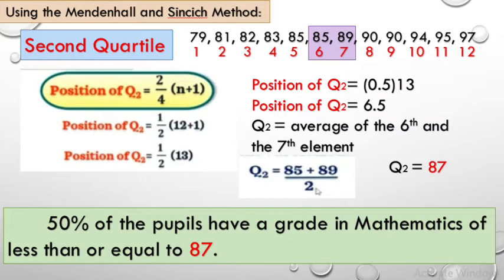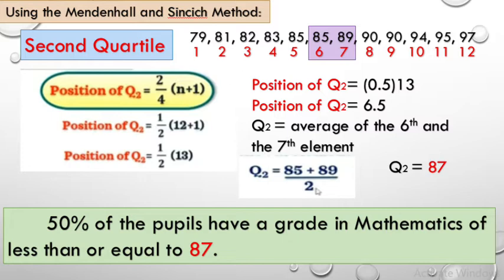Kaya 12 po ang ating n. So 12 plus 1 is equal to 13. Ang 1/2 ay gagawin nating decimal. So 0.5 times 13 and the answer is 6.5. Kaya ang ating quartile 2 is the average of the 6th and the 7th element. Nasa gitna siya ng 6th and the 7th element kasi 6.5.